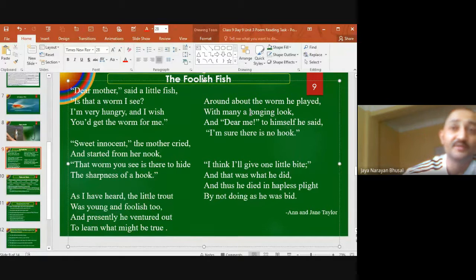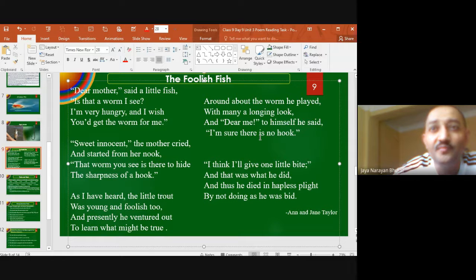As he was doing that, and dear me to himself he said. Dear me means an expression of grief, an expression of shock. Okay, dear me, oh my God, like that. And dear me to himself, he said, I'm sure there is no hook. All right, I don't think there is a hook, he concluded. He looked from all sides. He observed the worm very carefully. And dear me, he said to himself, there is no hook. He concluded that there is no hook.